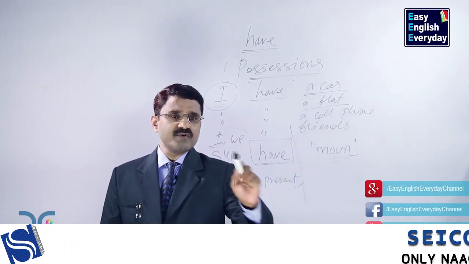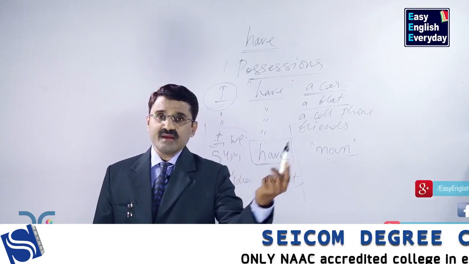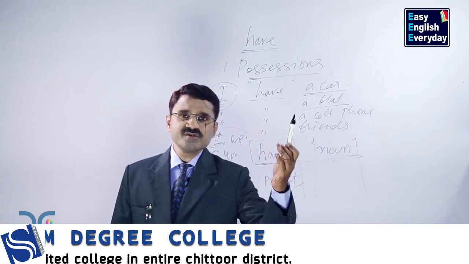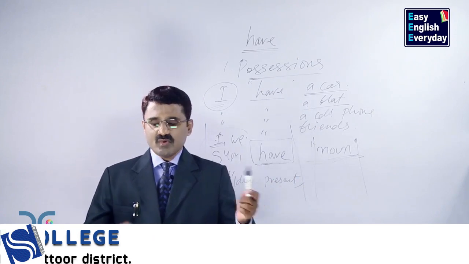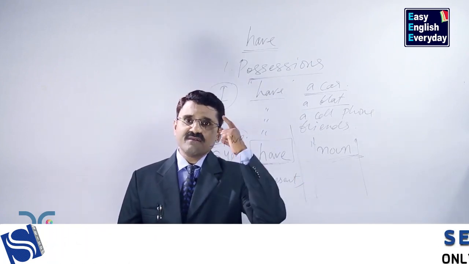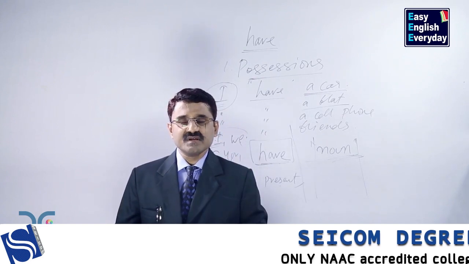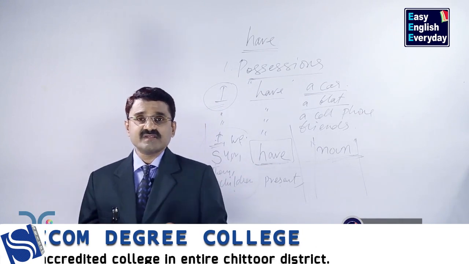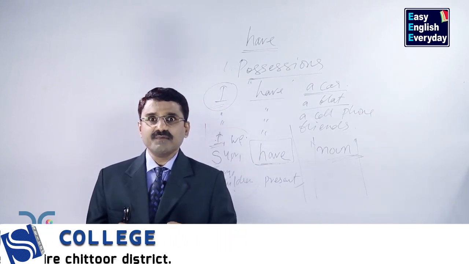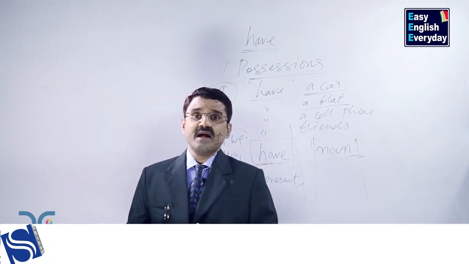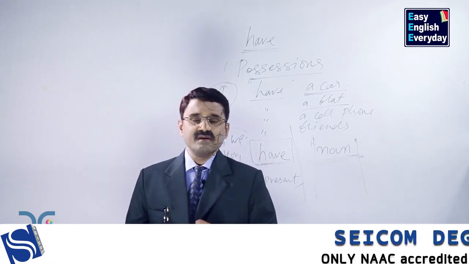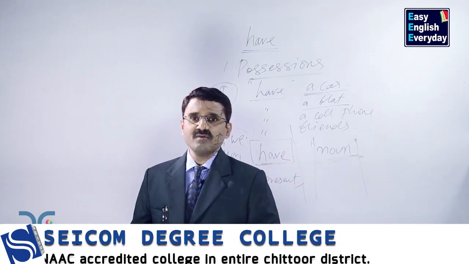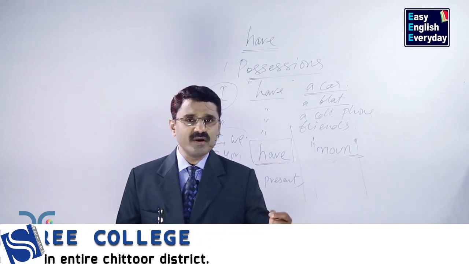Now this part is common for all of us. I, we, you, they, any plural noun and have. But if you keep on changing the nouns, you can make more and more examples. I have courage. I have self-confidence. I have patience. I have energy. I have enthusiasm. I have excitement. I have fear. I have tension. I have nervousness. I have anxiety. I have curiosity.